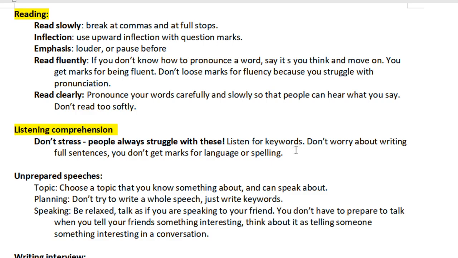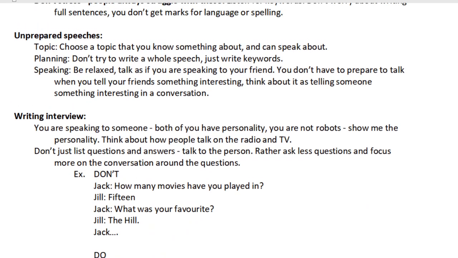Look for keywords. And then don't stress about writing full sentences. You don't get marks for language and you don't get marks for spelling. So that should not be important for you. Just focus on keywords. Right, and then an unprepared speech. So for unprepared speeches, same as with the reading, you can't practice the exact one that you're going to get. But you can practice thinking about random things and sort of planning a random topic so that you get practice in how to do it.